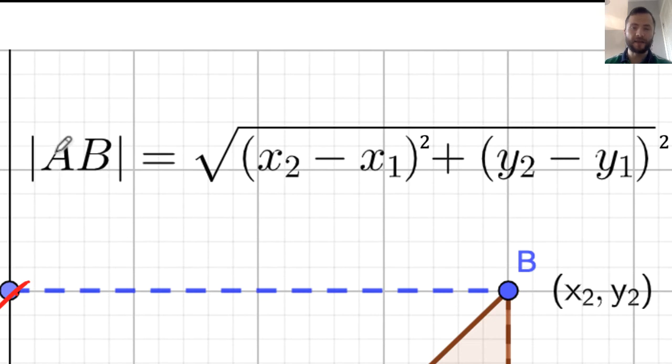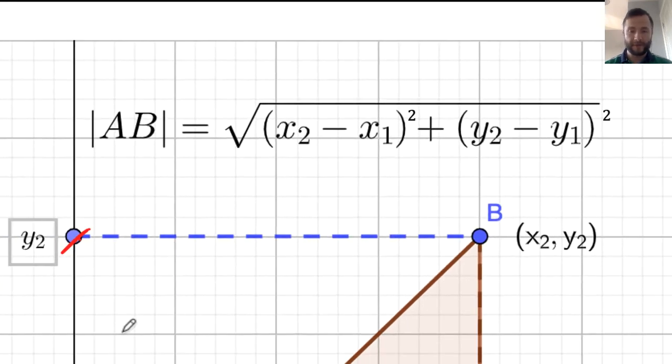So that tells me that the distance between AB is equal to the square root of (x2 minus x1) squared plus (y2 minus y1) squared, where x2 and x1 are the x coordinates of the 2 points, and y2 and y1 are the y coordinates of the 2 points.